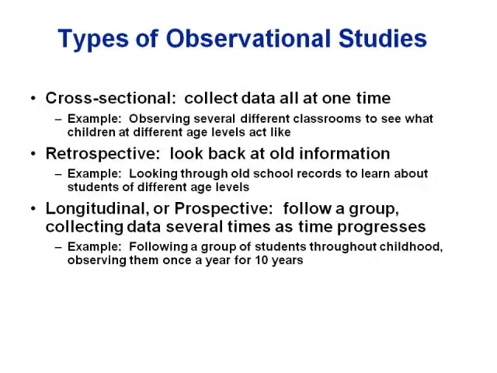There are three different types of observational studies. First, there's a cross-sectional study where you just collect all of your data at one time. You go into a classroom, you observe what's going on, and then you leave. Another type is a retrospective study, where you look back at old information, looking back through old records, things like that, to collect your information. And then there's a longitudinal or a prospective study where you actually follow a group over time and see what happens as the years go by.